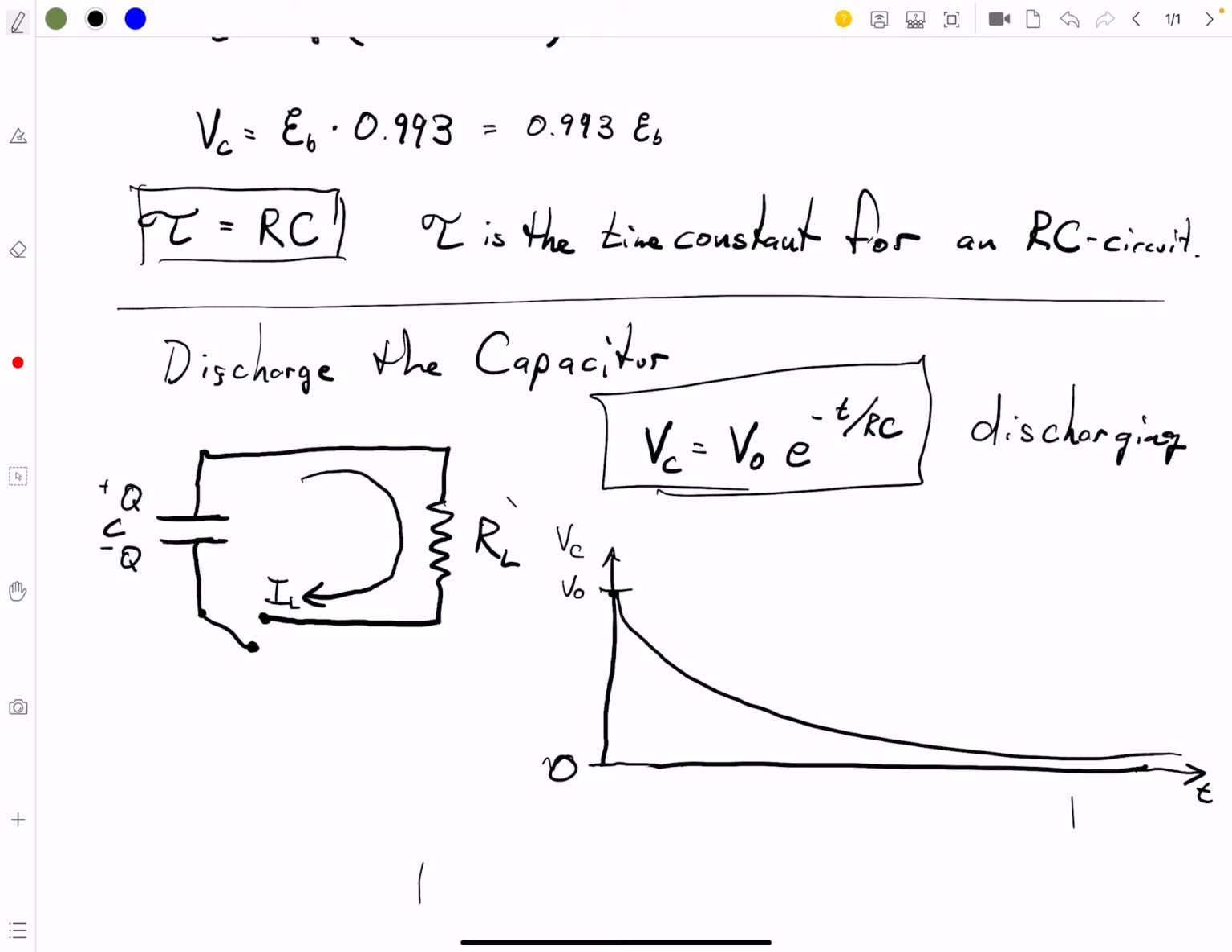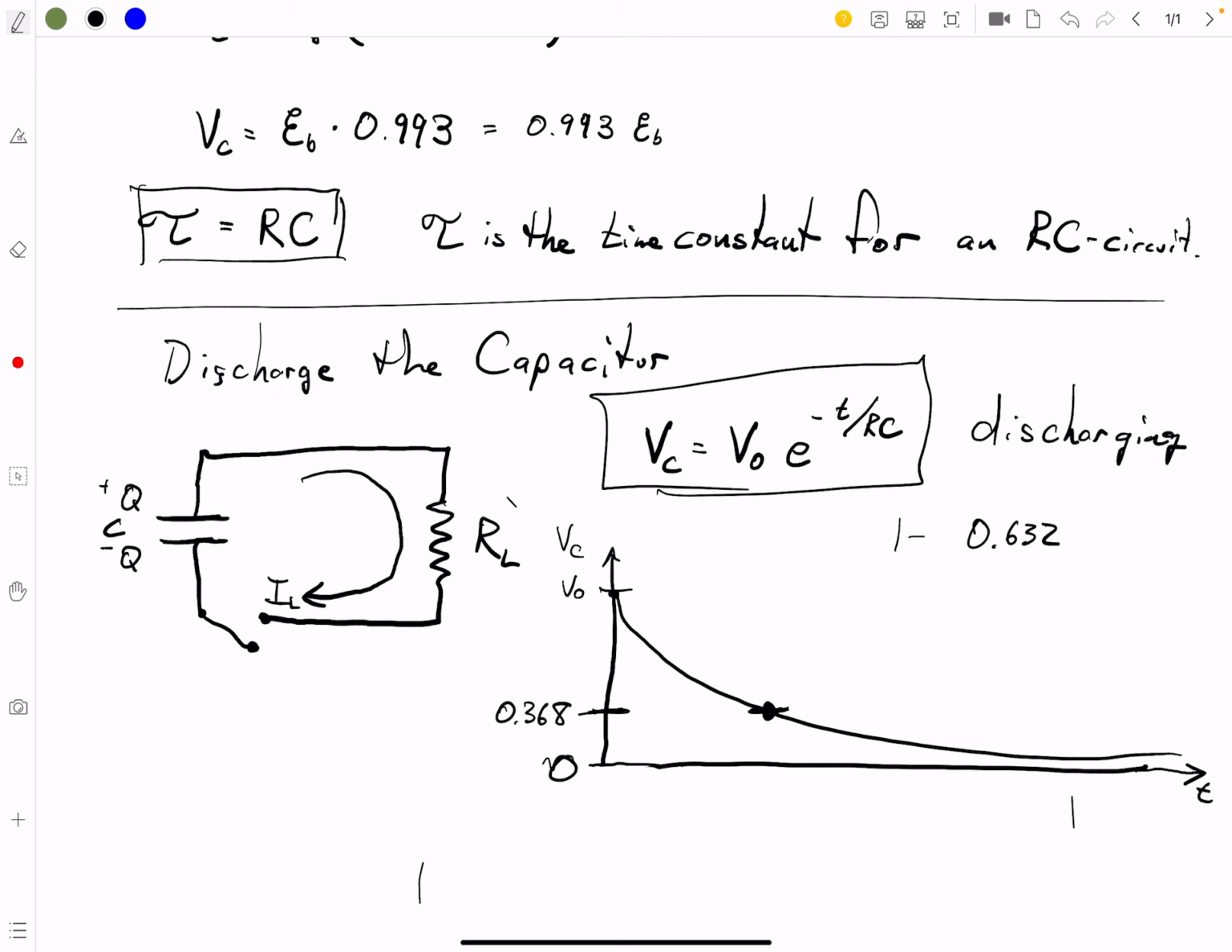At some point, it's going to be most of the way down, 0.632 of the way down, which leaves us 1 minus 0.632. What is that? 1 minus 0.632 is 0.368. Okay, so this is 0.368 of the way to the bottom.